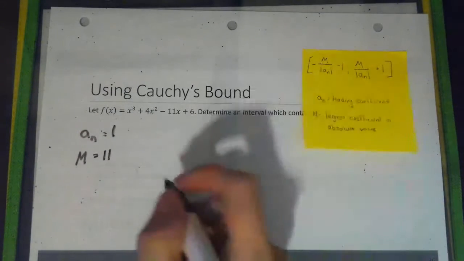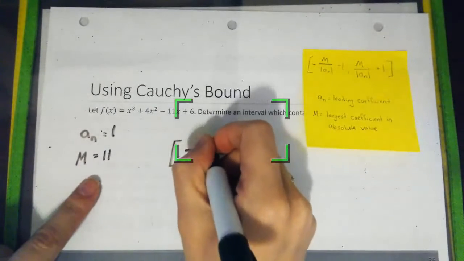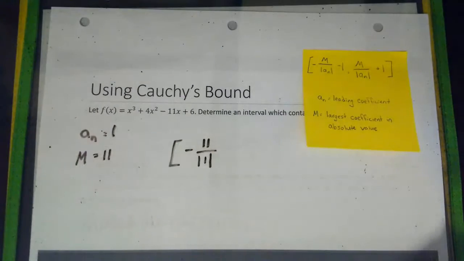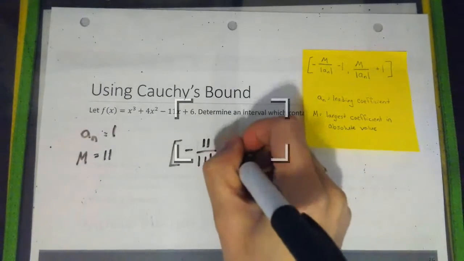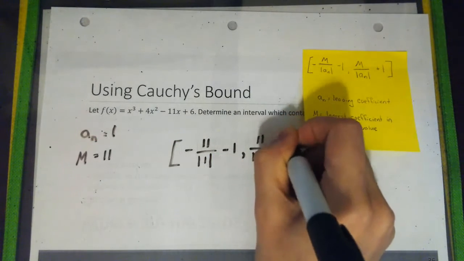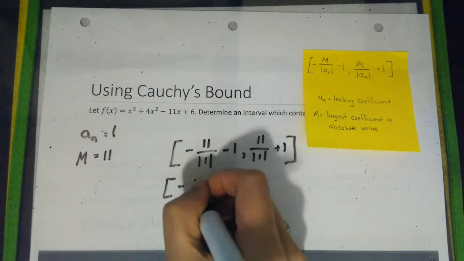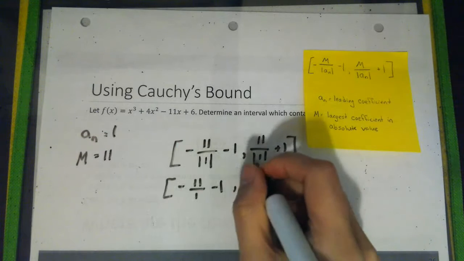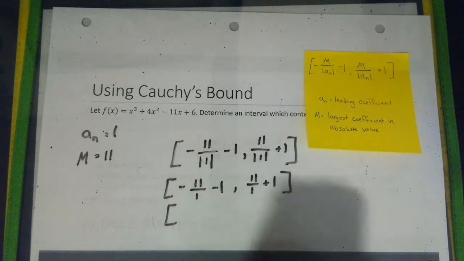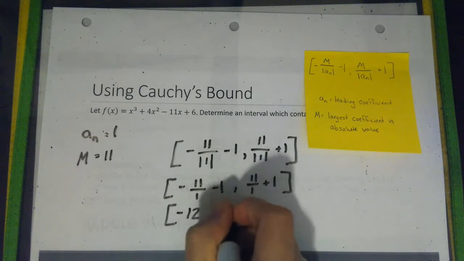So if we now plug into this interval, we will have square bracket, negative, we put our m value in the numerator, over the absolute value of a sub n. Looks kind of weird having the absolute value of 1. Sorry about that. Minus 1, comma, m over the absolute value of a sub n plus 1. Let's simplify that. That's going to be negative 11 over the absolute value of 1 is 1, minus 1, comma, 11 over 1 plus 1. Negative 11 over 1 is negative 11. Negative 11 minus 1 is negative 12, and 11 plus 1 is 12.